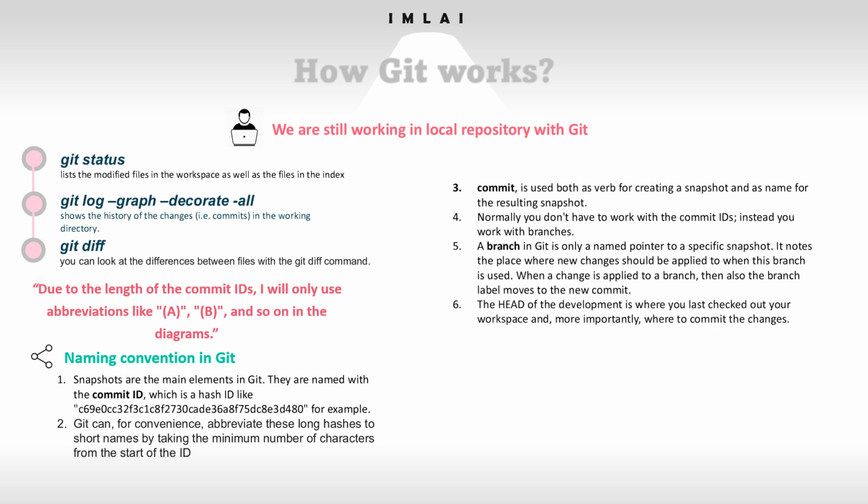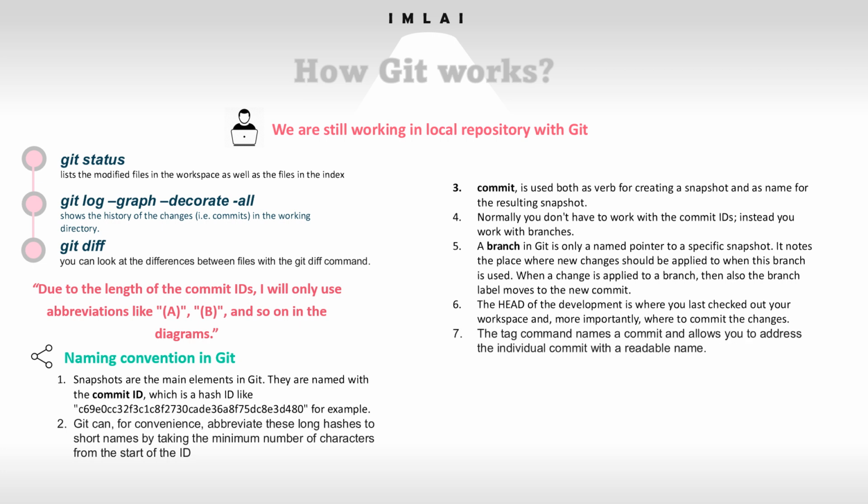So how does Git know where to put the change from a workspace? That's where the head points. The head of the development is where you last checked out of your workspace, and more importantly, where to commit the changes. It usually points to the branch you last checked out. Note that this is different from the CVS interpretation of the term head as the tip of the development of the default branch.